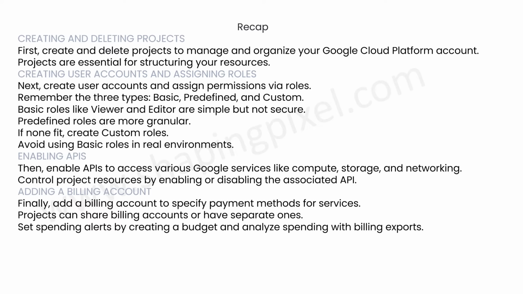Then enable APIs to access various Google services like compute, storage, and networking. Control project resources by enabling or disabling the associated API. Finally, add a billing account to specify payment methods for services. Projects can share billing accounts or have separate ones. Set spending alerts by creating a budget and analyze spending with billing exports. That's a quick review of setting up your Google Cloud Platform environment.